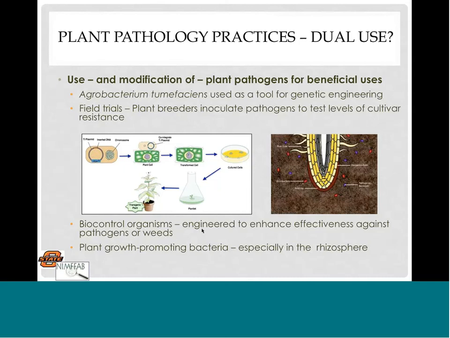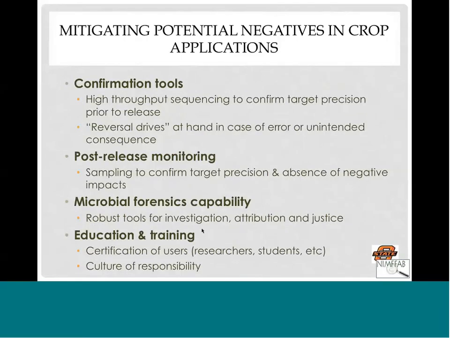The use of biocontrol organisms. Sometimes there are genetic changes made to make them more pathogenic to a plant, but that's a weed. It's a plant we're trying to get rid of. Or to be more pathogenic or deleterious to a competing pathogen that we're trying to control. And then, of course, the use of plant growth-promoting bacteria, which are commonly used in agriculture, particularly those that can be added as soil amendments around the roots. And we can engineer those to be more beneficial to our plants for growth.